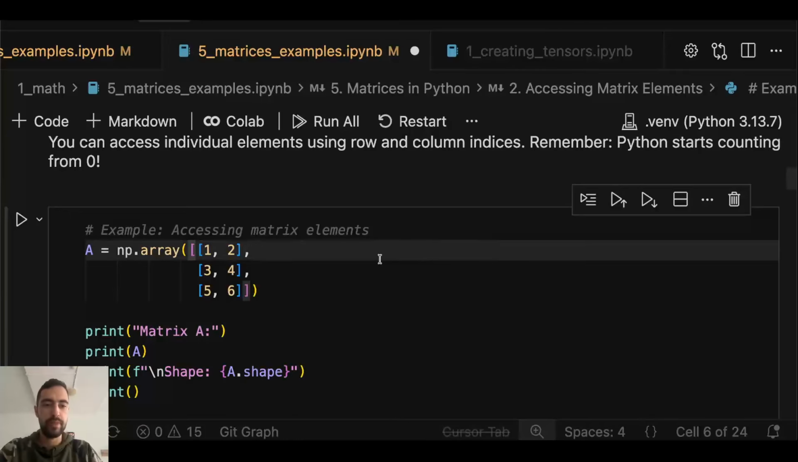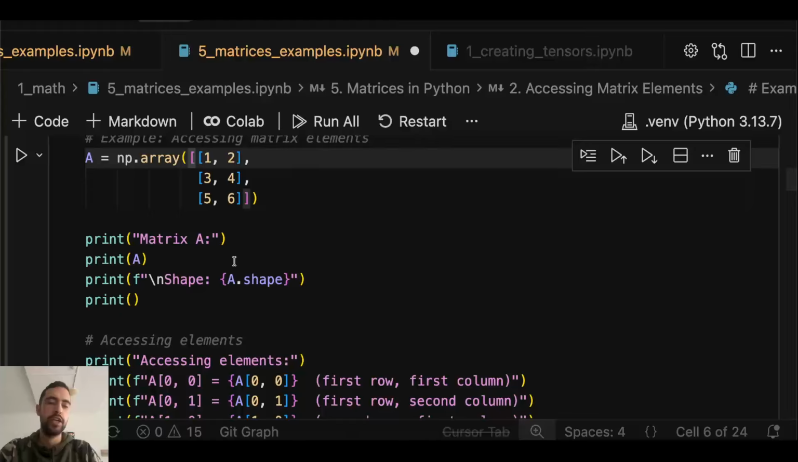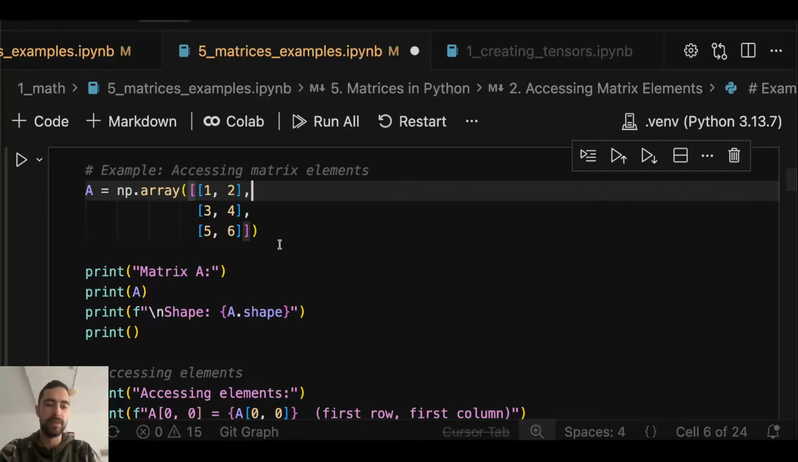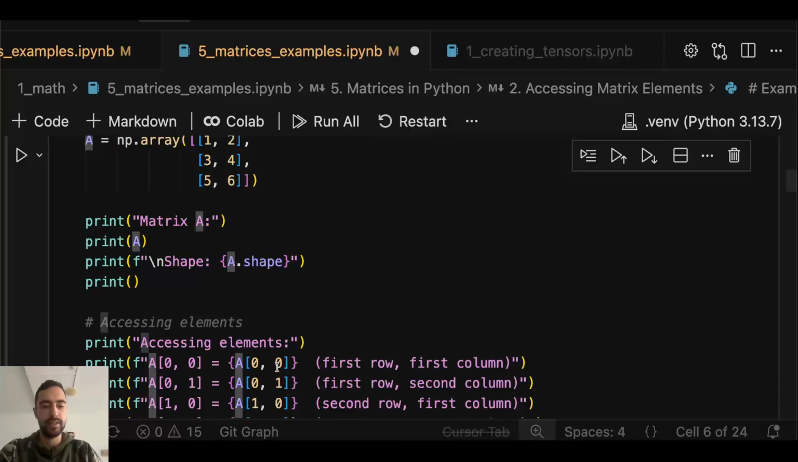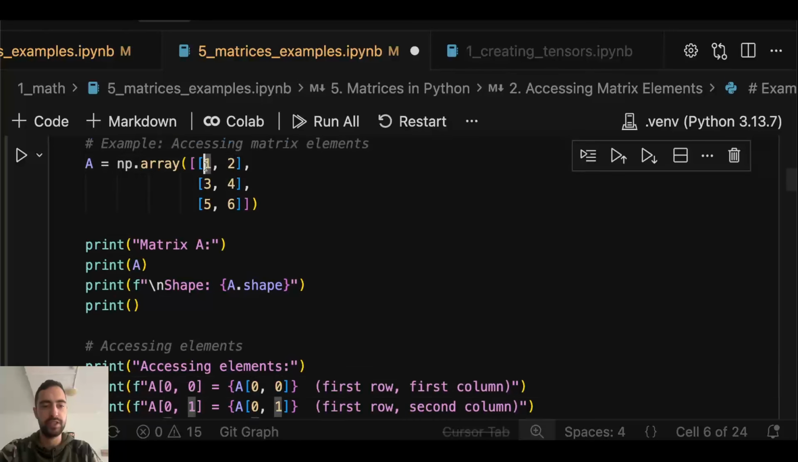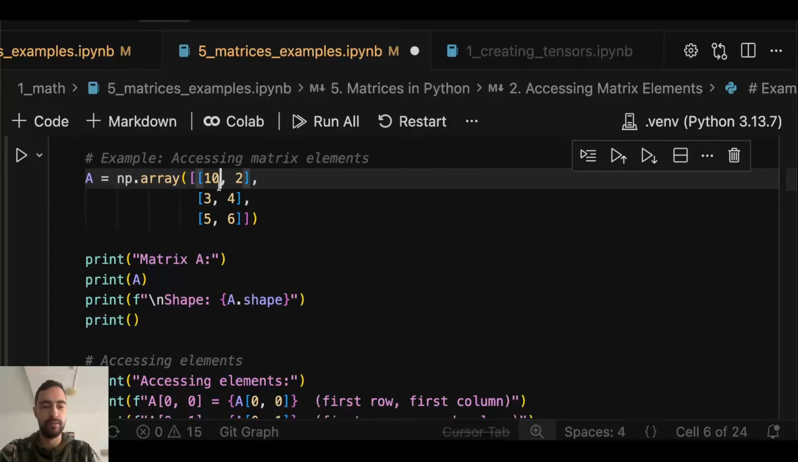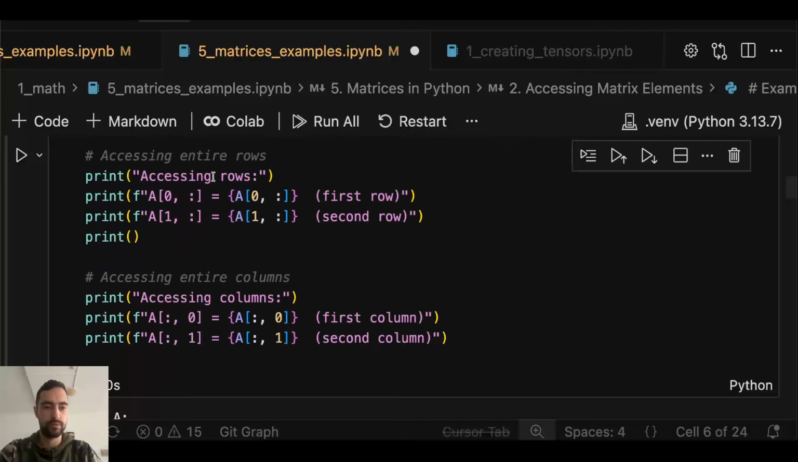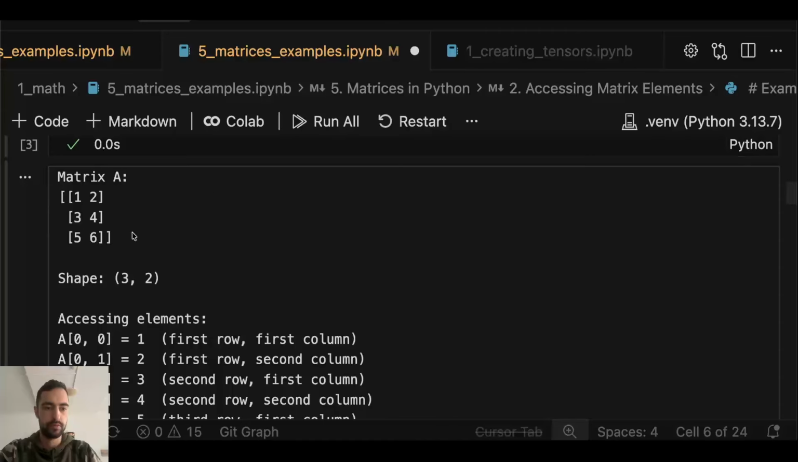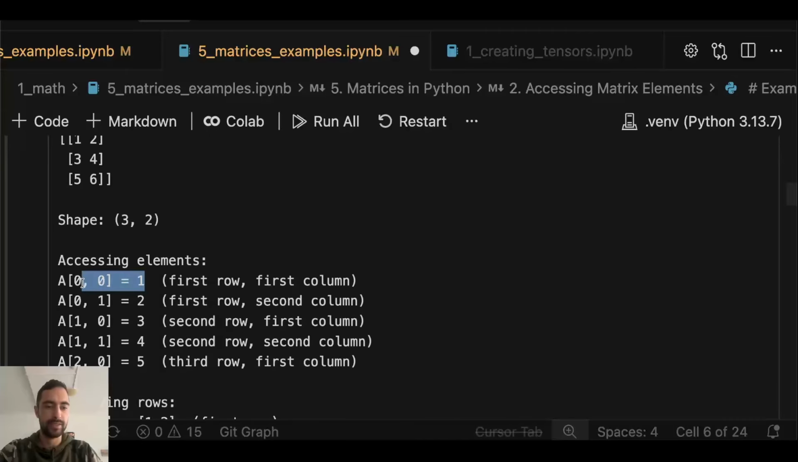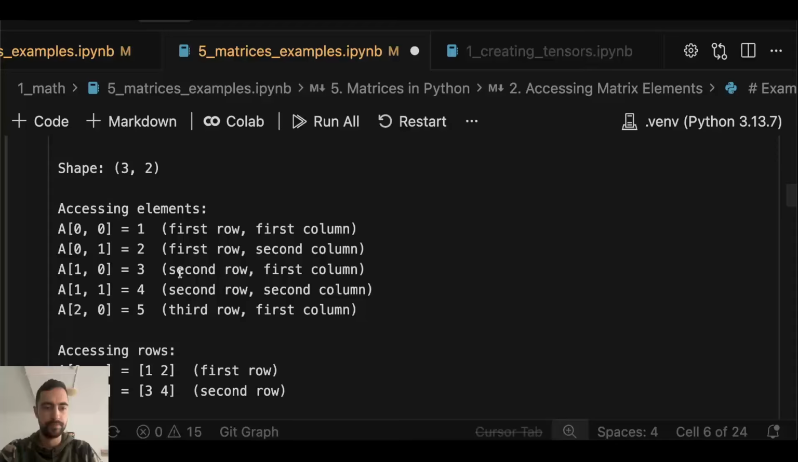And so if you have a matrix 1, 2, 3, 4, 5, 6, you can access individual elements by just calling the index. So this index of this would be 0, 0. So if you say A of 0, 0, that will give you this value, which is in this case 1. If I put it like this, it's going to be 10. So this value has index 0, 0. And that's how you can access the elements.